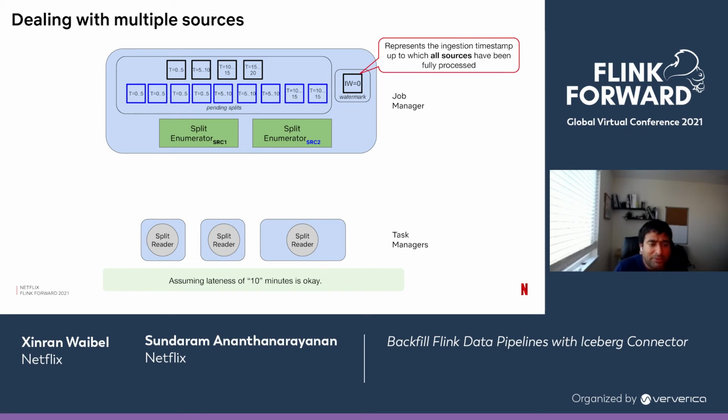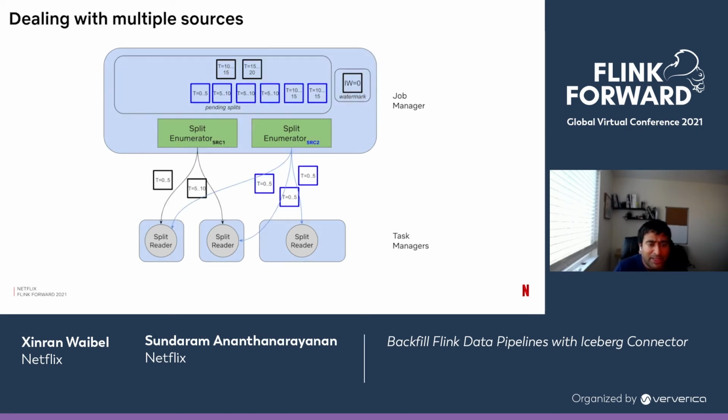Thus, splits from 0 to 10th minute can be assigned in the case of both the enumerators, and you can see that happening in this slide. However, after source 1 splits are read fully, source 1 enumerator cannot assign more splits to its readers because source 2 is still lagging behind, and the global ingestion watermark is still stuck at 0. Thus, source 1's splits will have to wait for this to be updated before they can be further assigned.